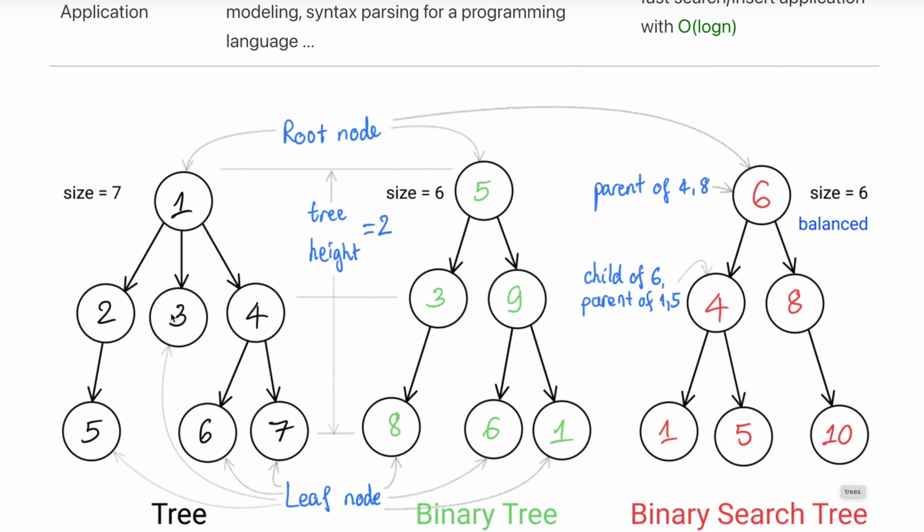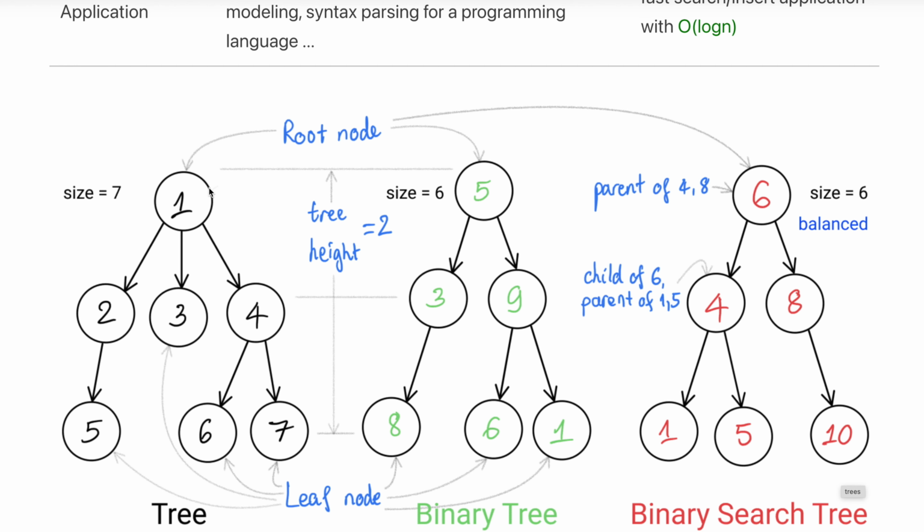In this picture, I have 3 kinds of trees: a tree in free form, a binary tree, and a binary search tree. In general, we call these 3 our tree data structure, and they share basic building blocks. Just like linked list, we have nodes and links.